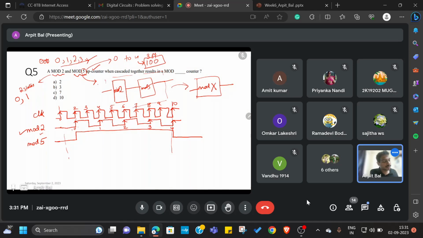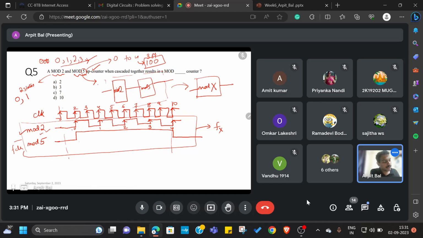Okay, because you can see mod 2 took 2 pulses, that's why it is called mod 2. Mod 5 took 5 pulses from mod 2, that's why it was called mod 5. But what is it representing in the resultant format? If I directly apply f clock to this, what is the output being called? Fx.